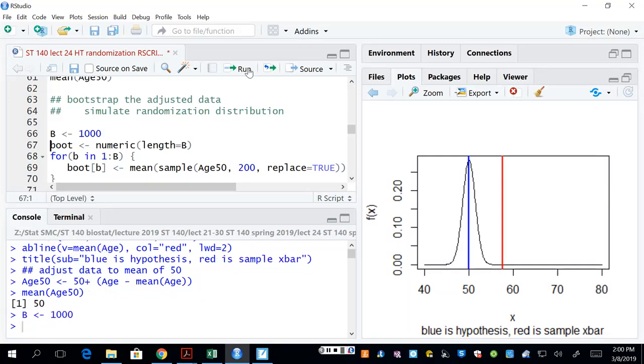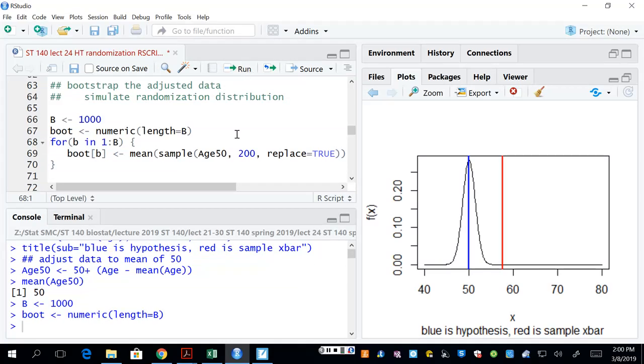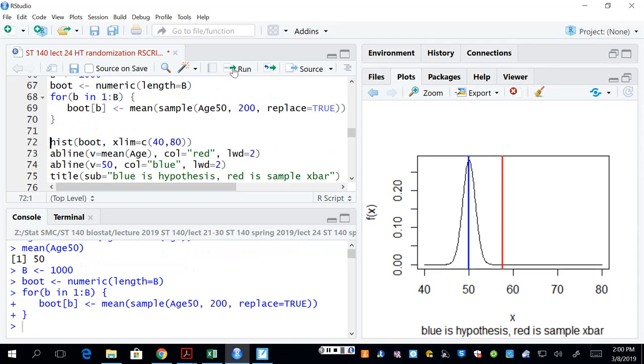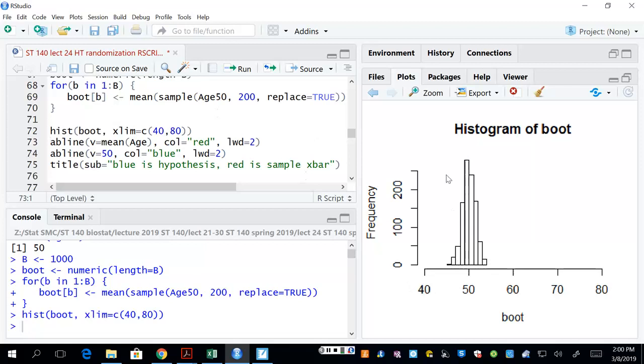So do it 1,000 times, set up a placeholder to hold my things, and then go through this loop. Each time I'm going to take my adjusted data here, and I'm going to pick 200 times with replacement. So each sample is going to be picking from my adjusted ones, and then taking the average of that. This little loop here implements that.